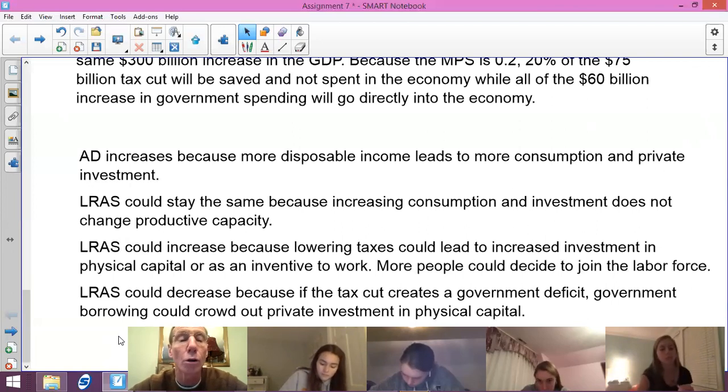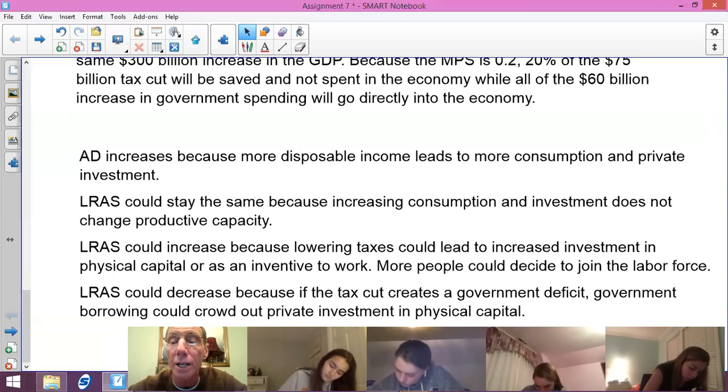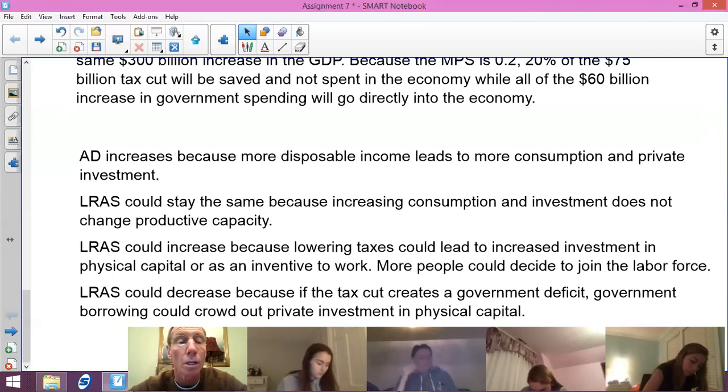The long run aggregate supply is the potential of the economy to produce, and just changing consumption and investment may not change the productive capacity at all. So that would be correct. You would also be correct in saying that the long run aggregate supply could increase, because lowering taxes could lead to increased investment in physical capital, or as an incentive to bring more workers into the workforce. So that would be an answer.